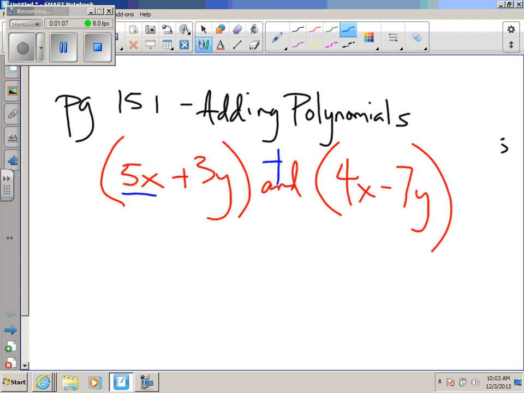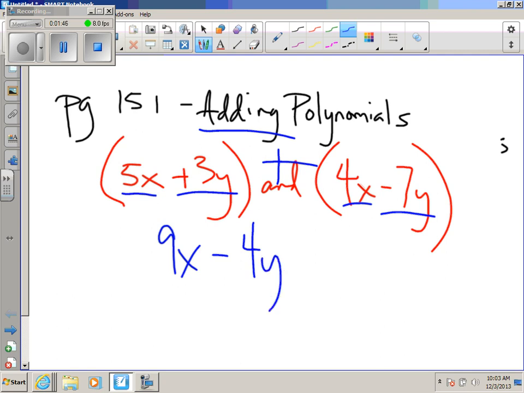So when we're going to be doing adding polynomials, basically it is a big plus sign. We're going to put these together, and we're going to see what we have left over. So this is a positive 5x. So we're going to combine that with a positive 4x, which is going to give us, Catherine? 9x. Now here, I have a positive 3y, and a positive 4y, which makes a 7y. So therefore, Catherine? And there you have it.